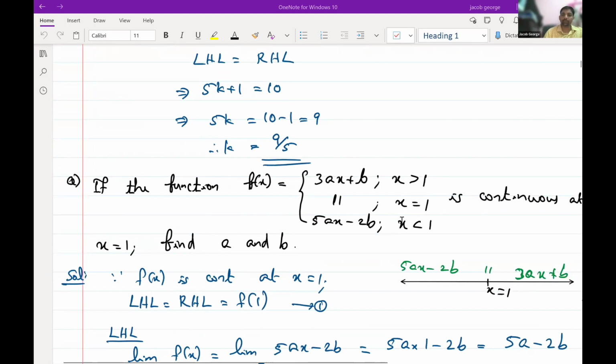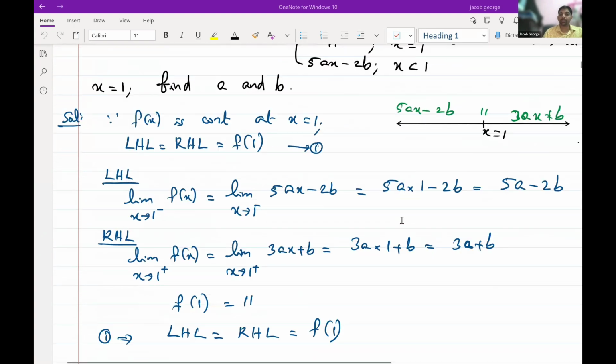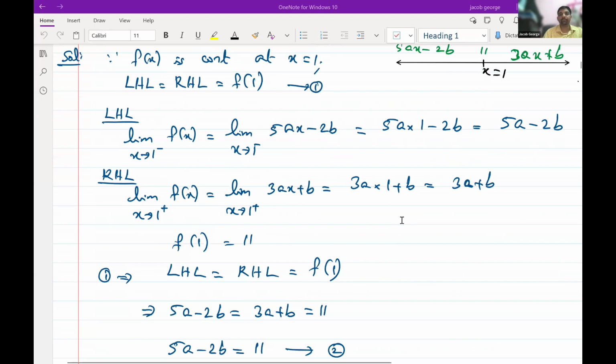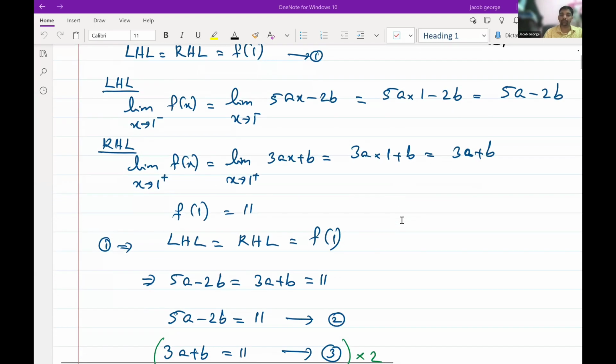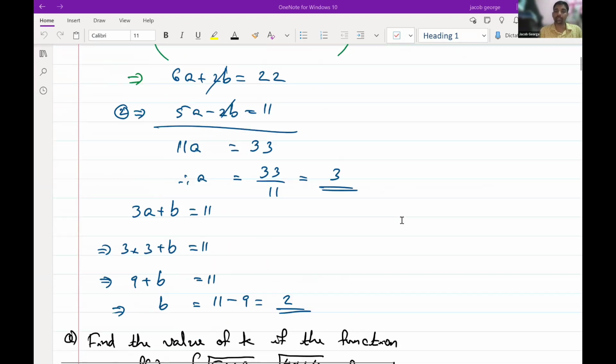Next is also a similar question. On the left and right, two different functions. So the second definition is applied. Here we get two equations as a result of this application, and both are equated. And then we have to solve these two by the elimination method.